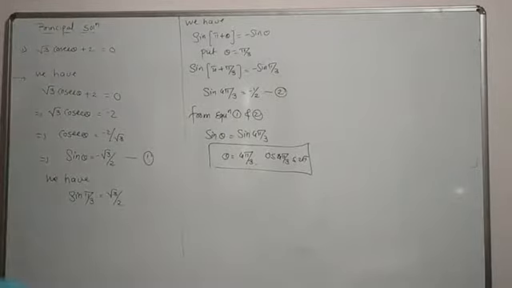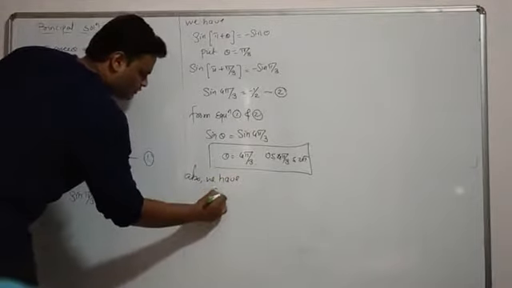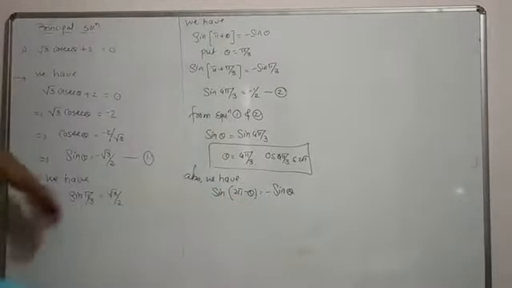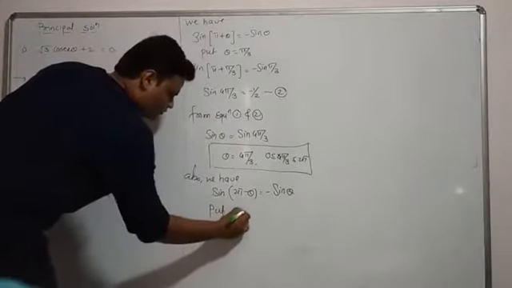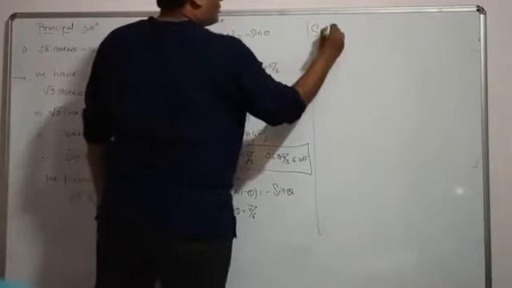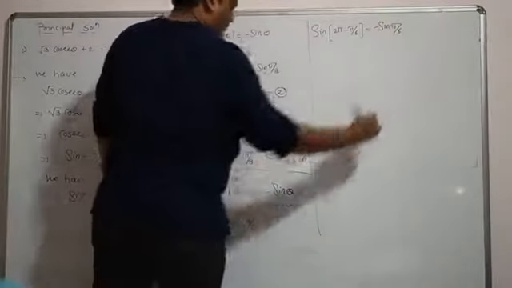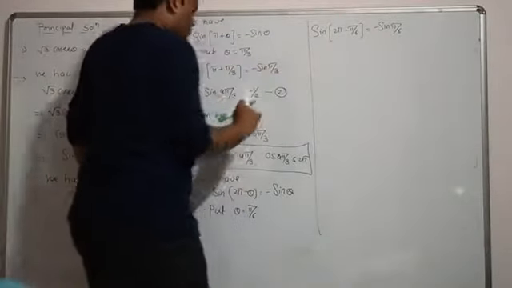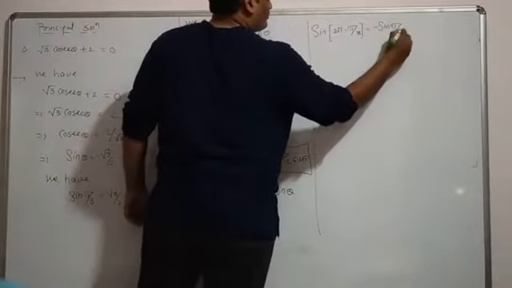Now we will find one more. Also we have sine of 2 pi minus theta is minus sine theta. So we are in the fourth quadrant now. So put theta equal to pi by 3. I'm extremely sorry, here you have pi by 3.